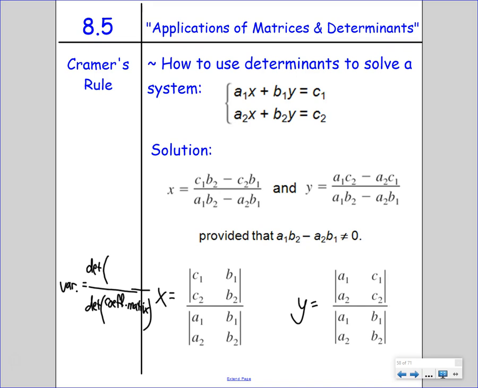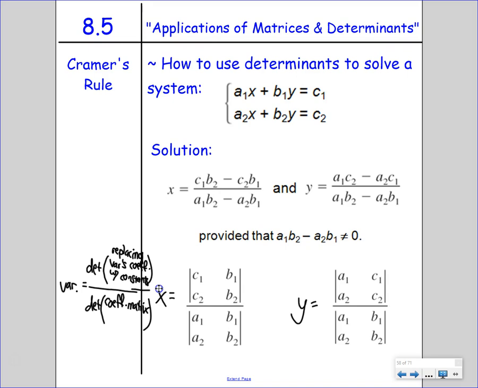What was eliminated from the coefficient matrix and replaced with the constants? The x ones. You're solving for x, you eliminate the x's and you put the constants in their place. The y ones, you eliminate the y's and you put the constants in their place. So it would be the matrix formed by replacing whatever variable you're searching for, its coefficients with the constants. There you go. That's Cramer's rule.